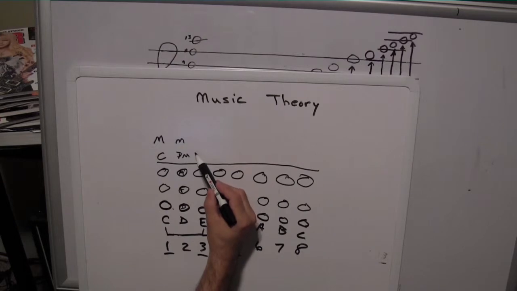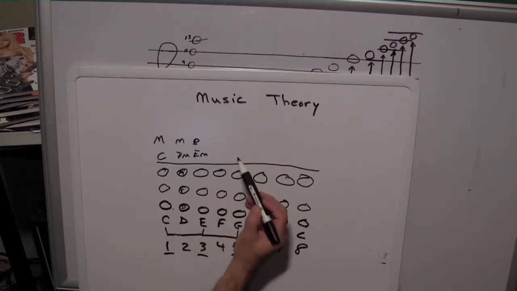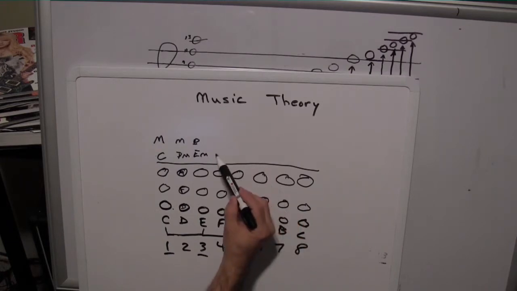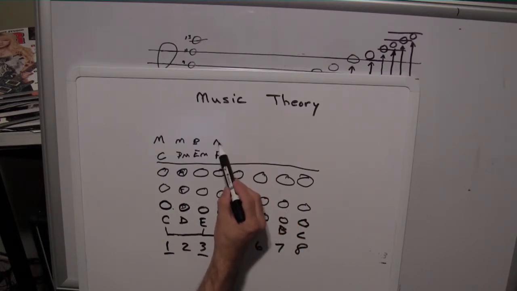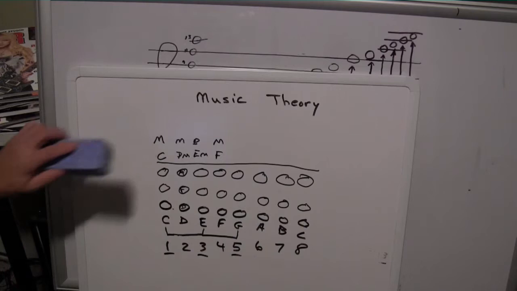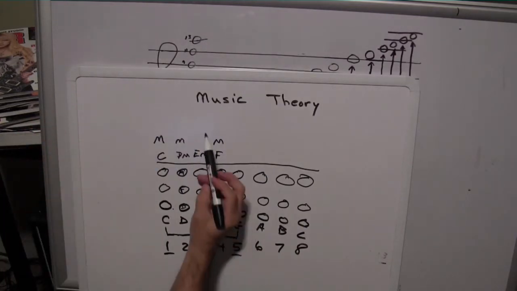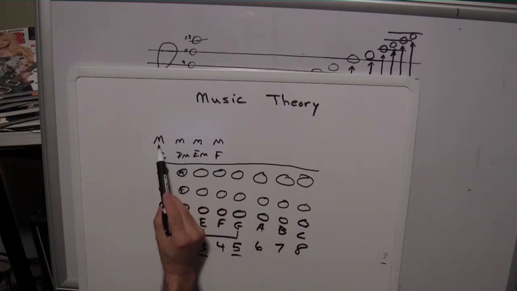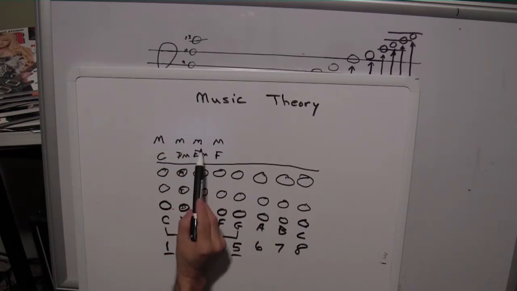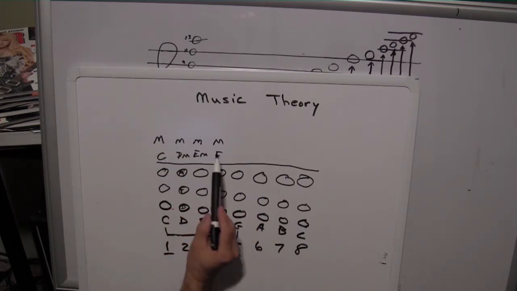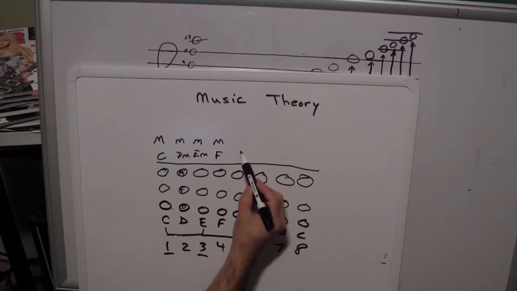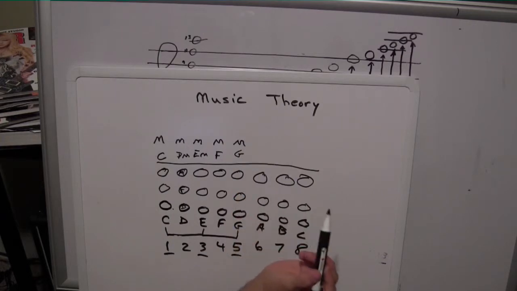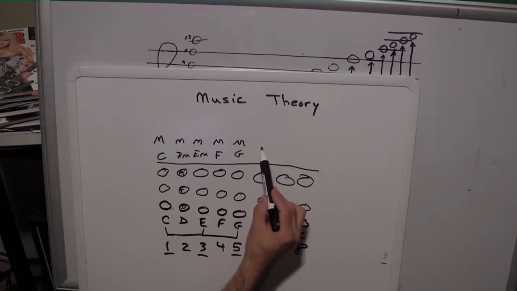And the next one's E minor. It's a minor. All right? And then you've got an F. It's going to be major. It's not even a minor. That's supposed to be a capital, lowercase, just in case you didn't get it. Okay, F, and then G. G is going to be major.